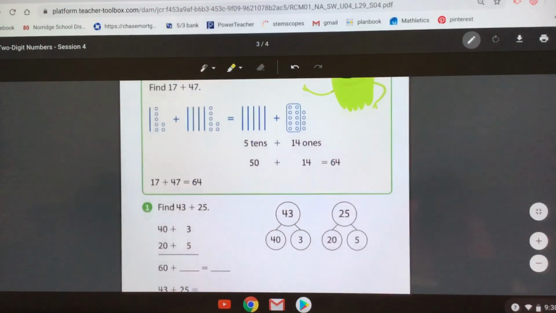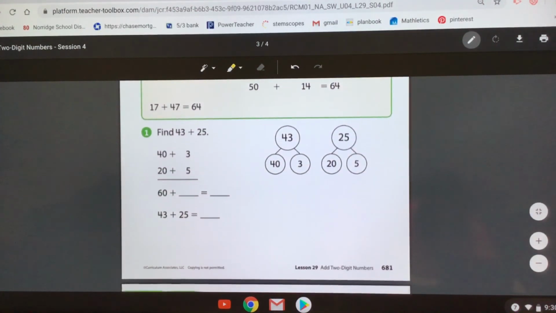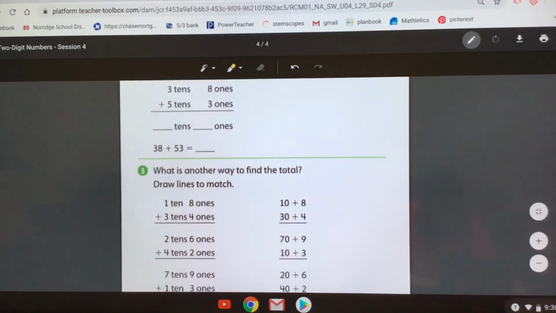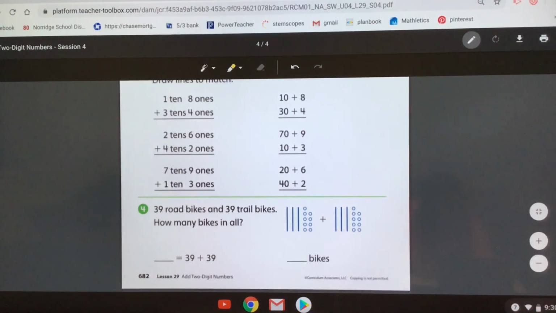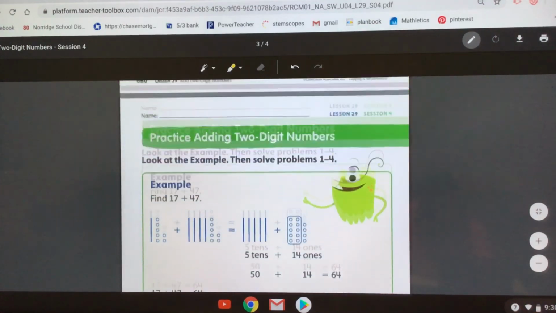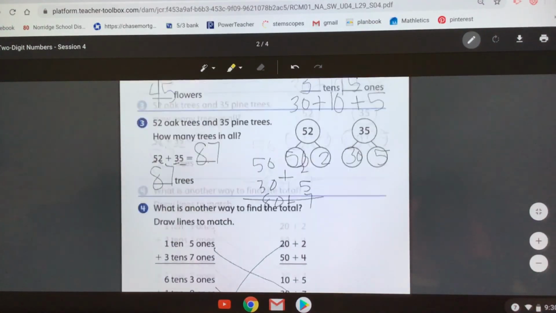Okay, so you're going to go to the green page and you're going to work through these different strategies. On your own, you're going to draw the lines just like we did, and then do the other strategies. Refer back to the blue pages if you need help with anything.